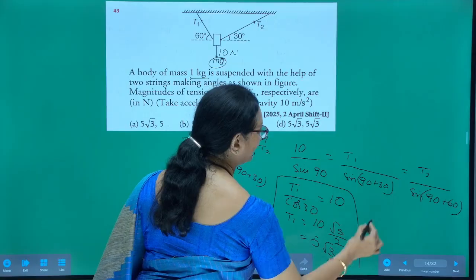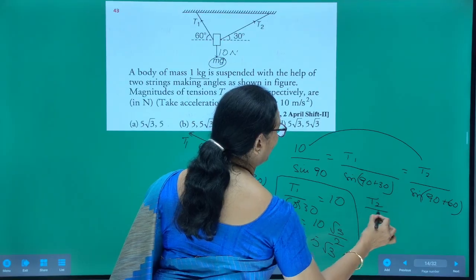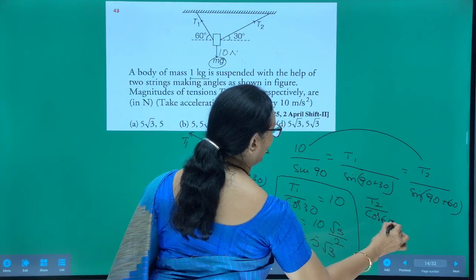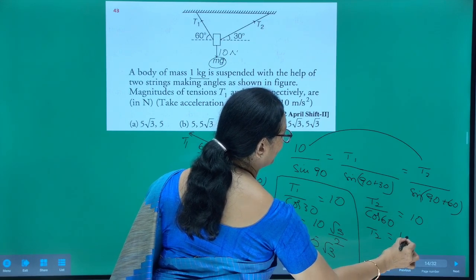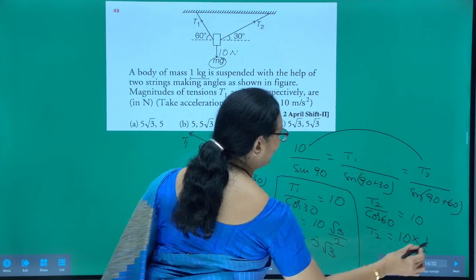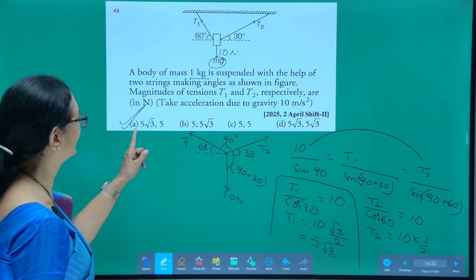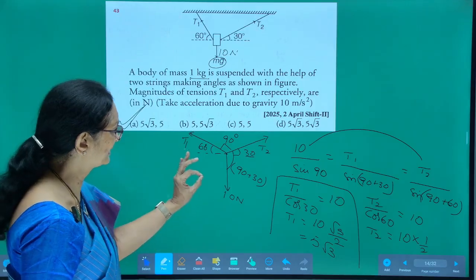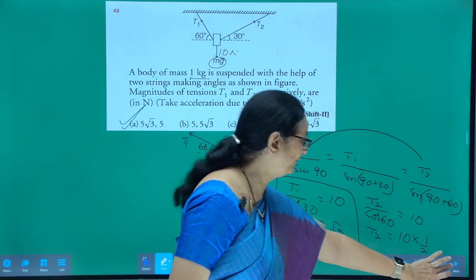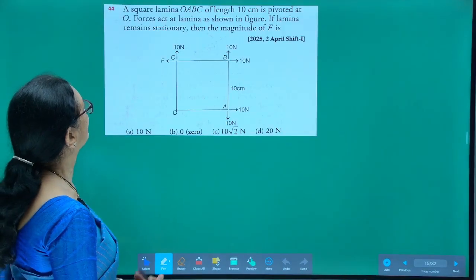And coming to T2 from this. T2 by cos 60 is equal to 10. T2 is 10 cos 60. 10 into 1 by 2, 5. So T1 is 5 root 3 and T2 is 5. Just a simple application of Lami's theorem. So let us go to this.